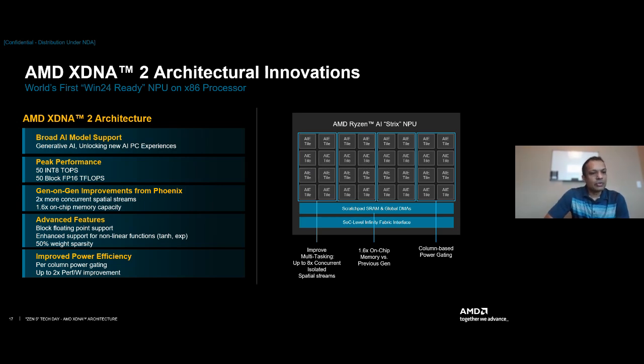Gen on gen, I think it's just 2x more concurrent spatial streams, more memory capacity on die to feed those engines. Again, on a per tile basis, we have doubled the MAC as well, so we've grown the engine that way as well. At 50% weight sparsity and enhanced support for nonlinear functions, and all of these are just the design that we pull forward from our legacy of building these machines in the past. Again, improved power efficiency, right? Having a large engine like this and not being able to extract power efficiency out of it would be a crime.